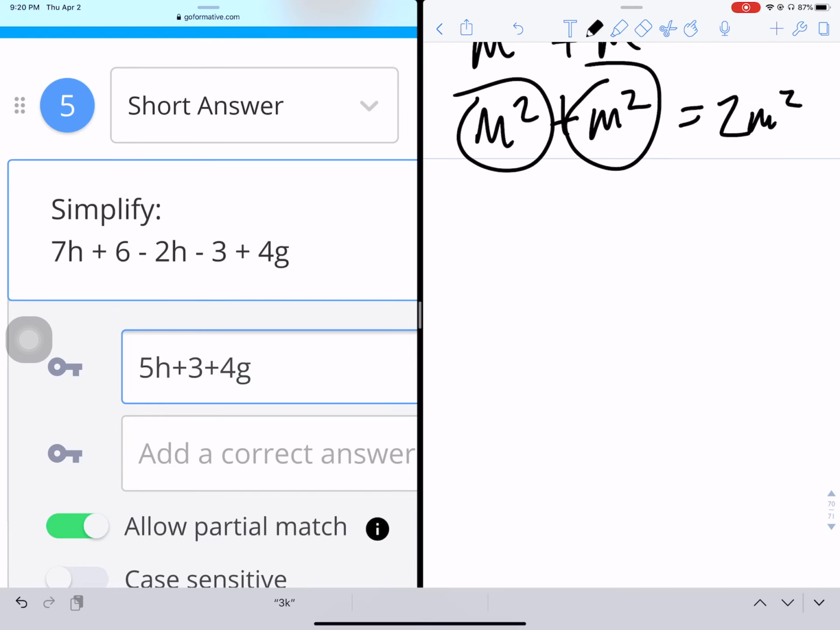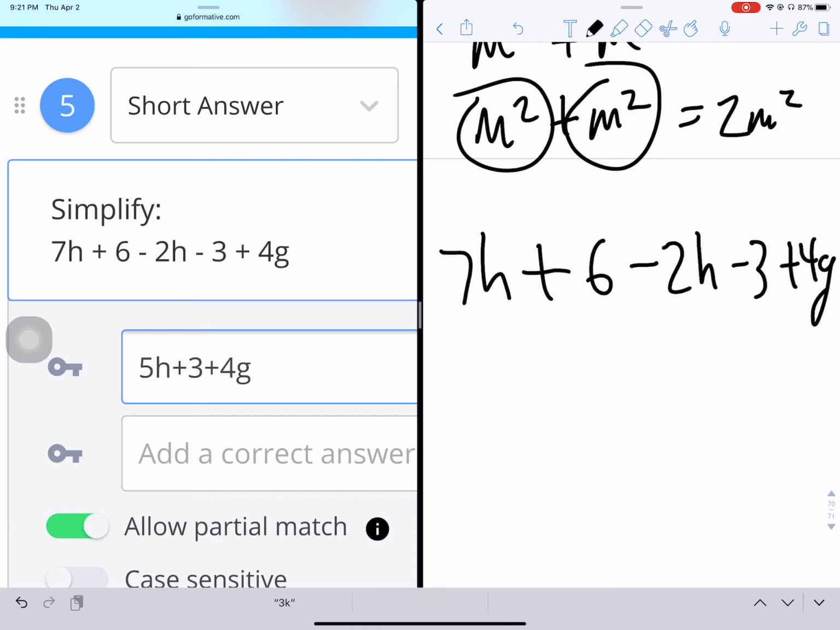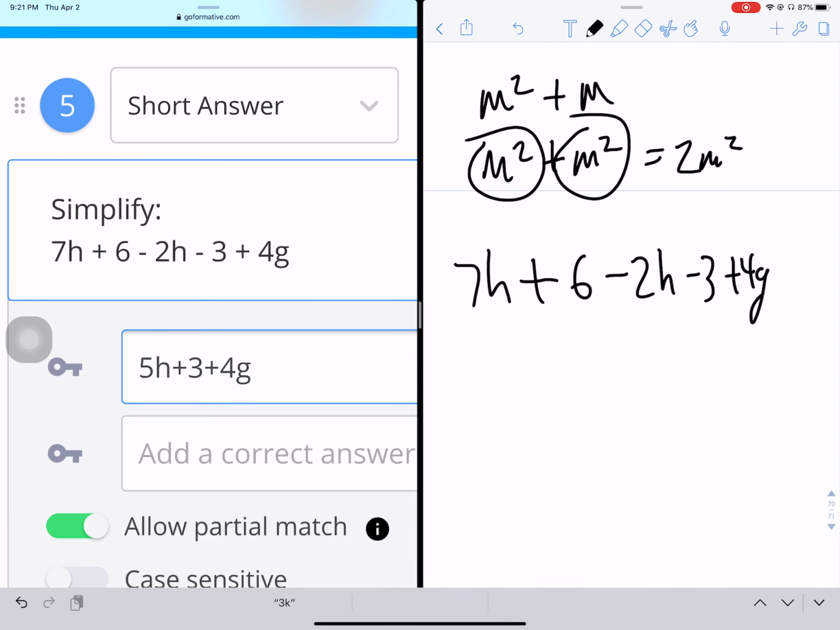Seven H plus 6 minus 2H. I'll write that one. Minus 2H minus 3 plus 4G. Now, the 4G, I'll tell you, goes with nothing. How do I know it goes with nothing? Because there's no other G's, right? So that 4G can just go down into your answer and just chill. And you can actually see it right here, chilling. Hi 4G.